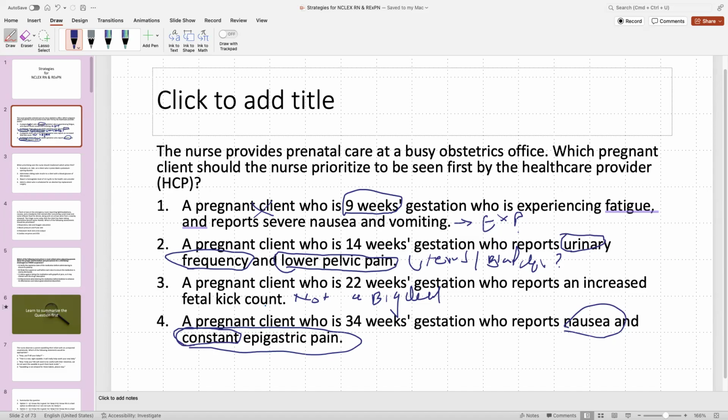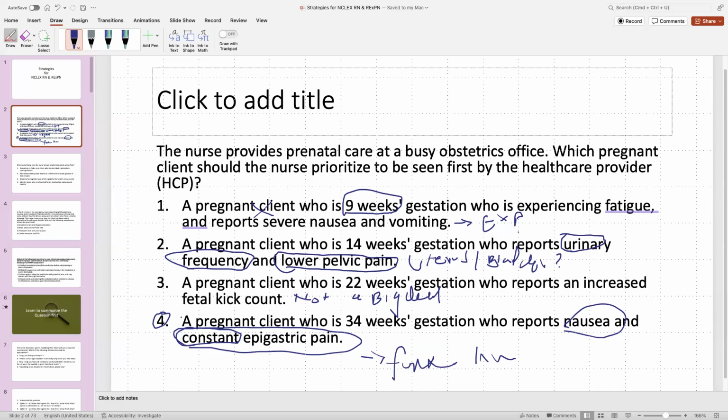Just simple knowledge, simple common sense to answer. It is not a big deal. Fourth one, we don't know what is going on with the epigastric pain. Why epigastric pain? But we don't know. But a constant epigastric pain is something bad and which needs further investigation, right? So our priority is option 4. So this word constant is what helps me to determine that option 4 is the correct answer.